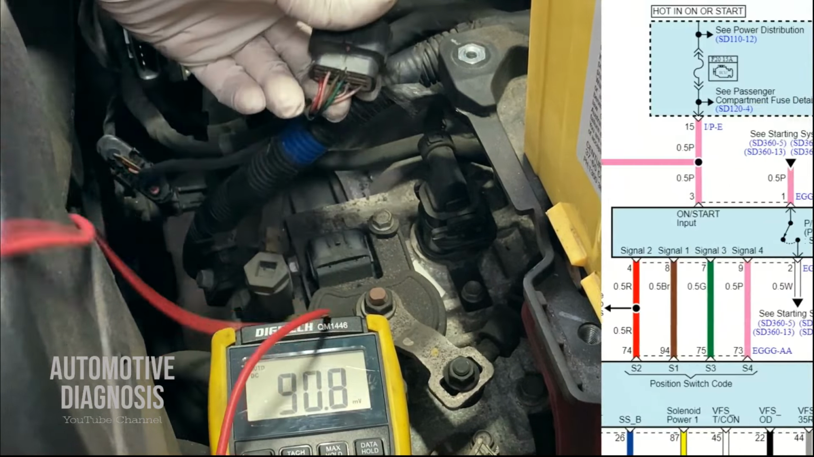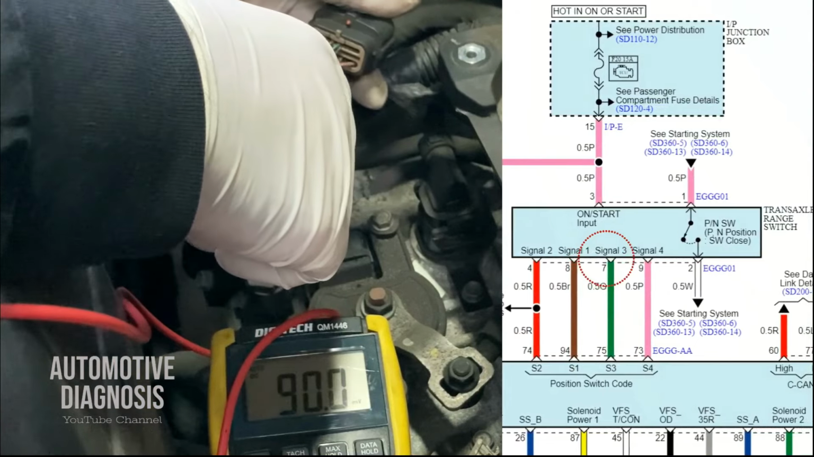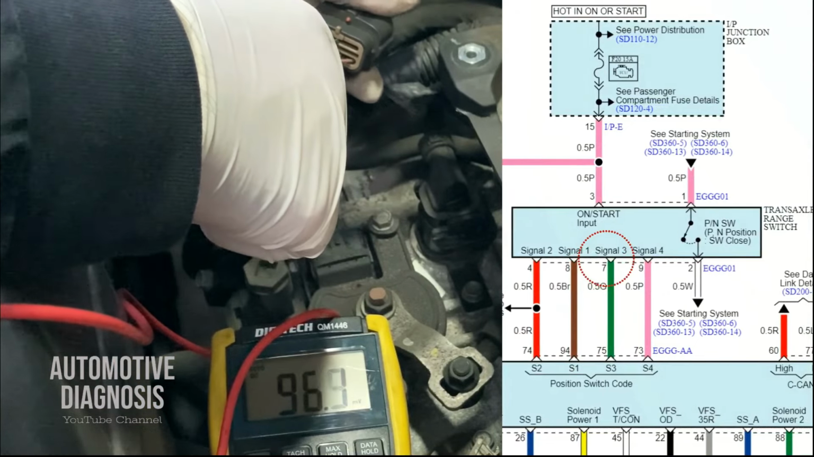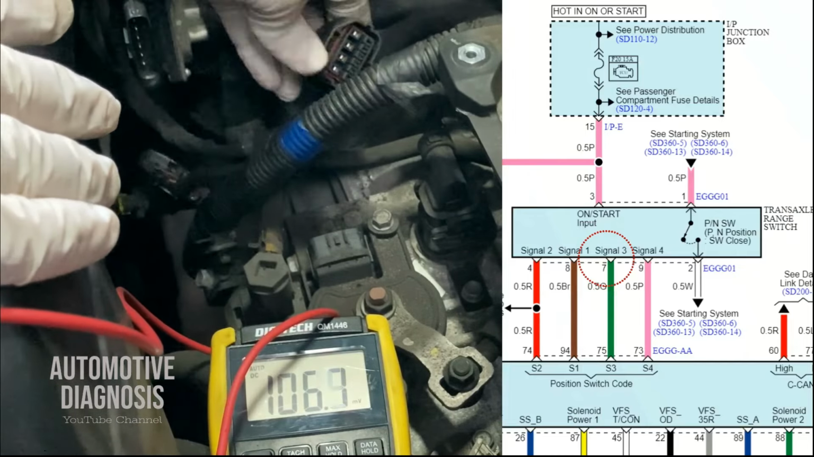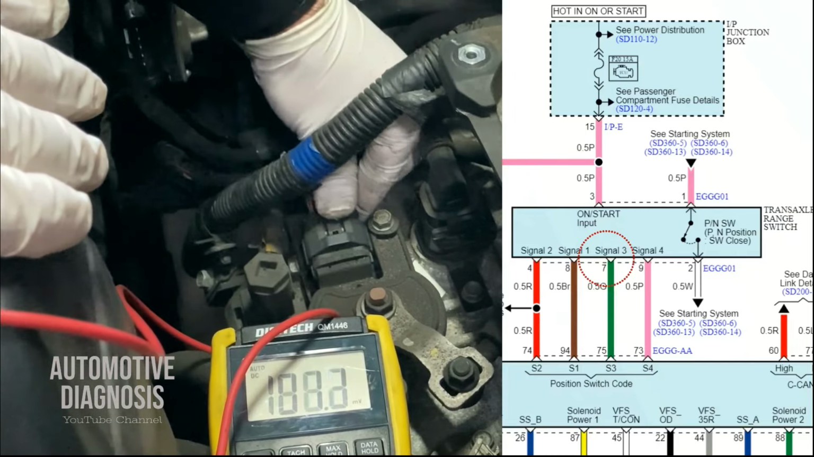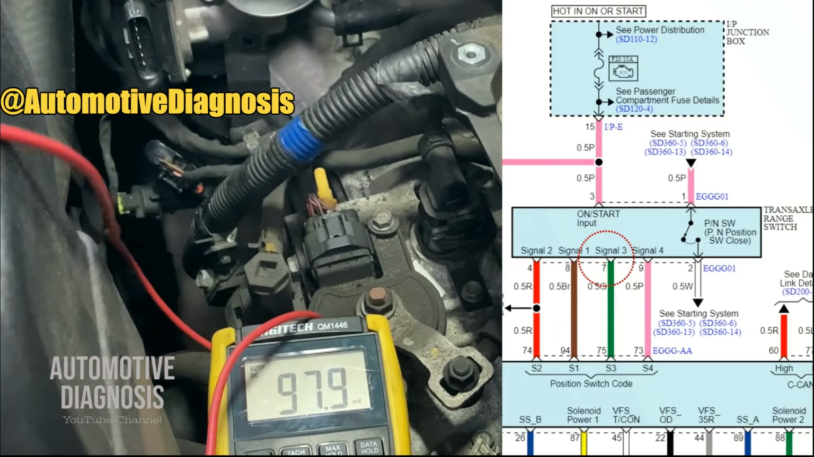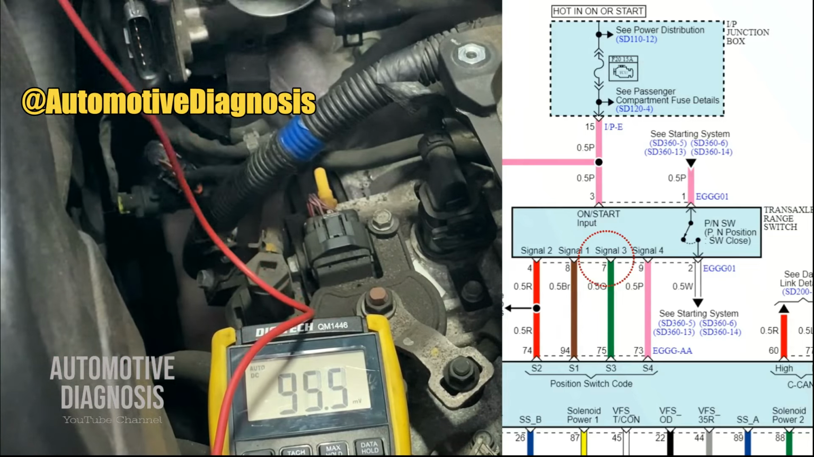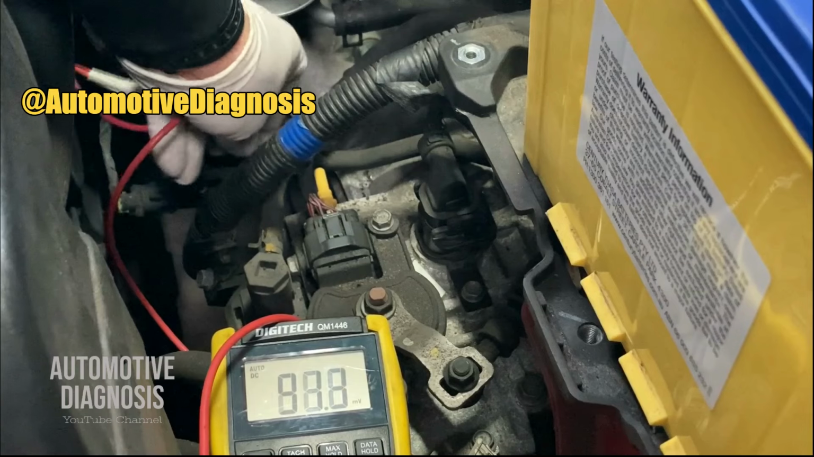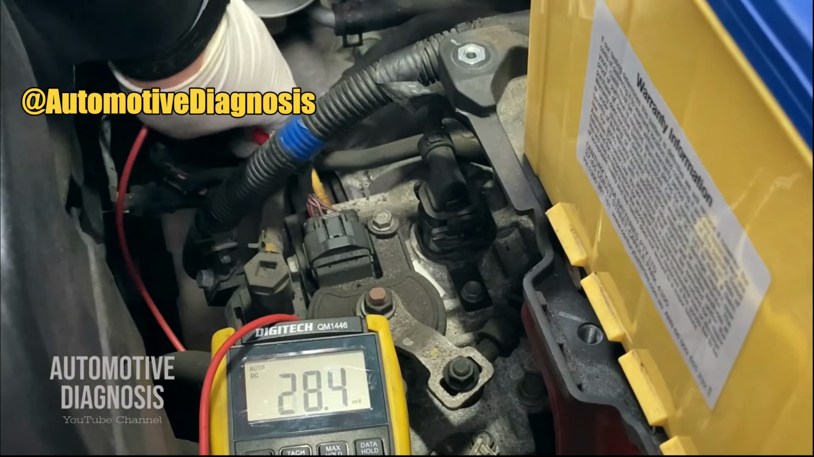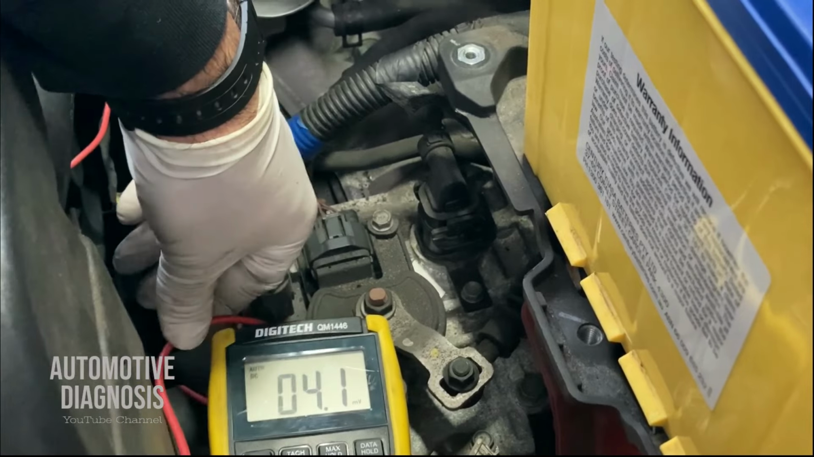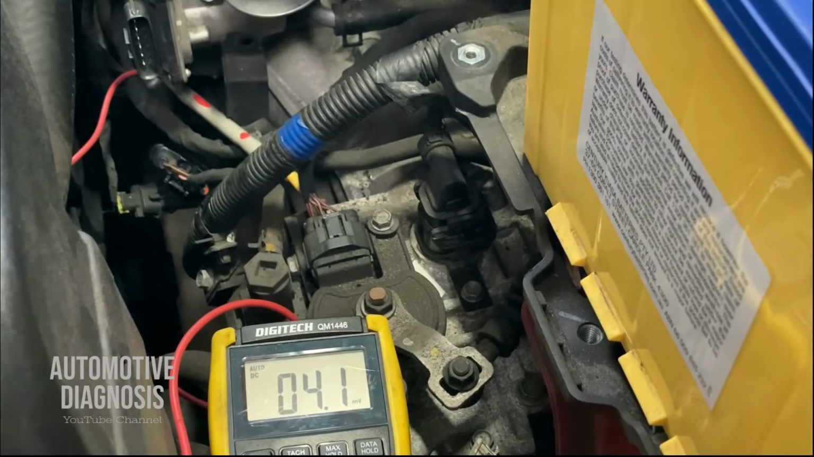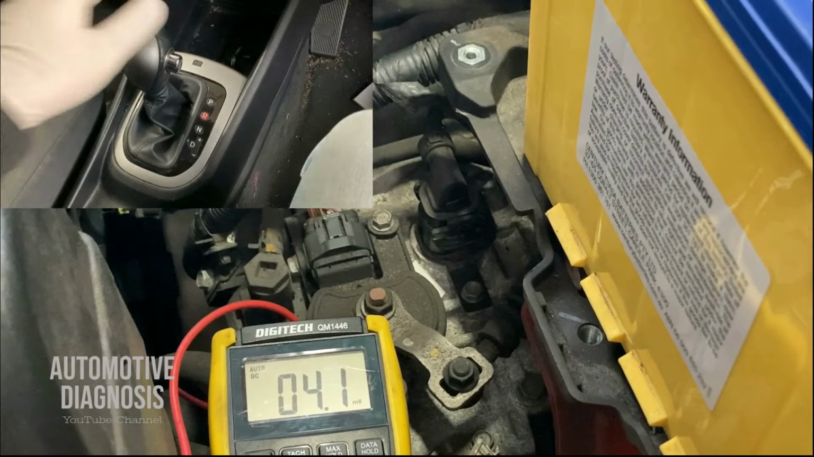And the next one is gonna be signal 3. So signal 3 is this green wire. I'm gonna back probe it. And then let's connect it back. So signal 3 is for neutral. So if I check the voltage right now, I don't have any reading because the transmission is on reverse. Let's put it on neutral and see what happens.